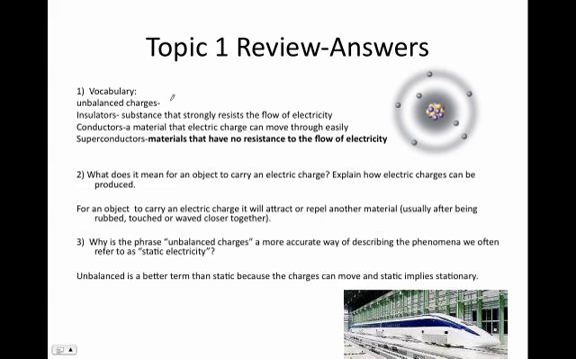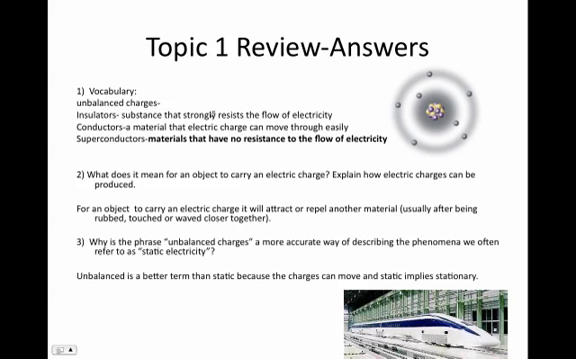Unbalanced charges. Well, when we look at this atom, an object that has unbalanced charges means that it has more electrons than protons, or more protons than electrons, which gives it an overall charge of either negative or positive.